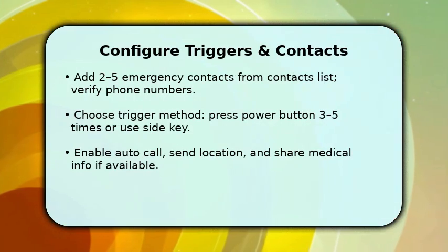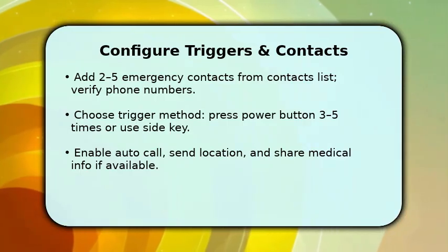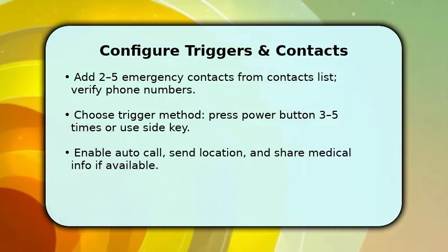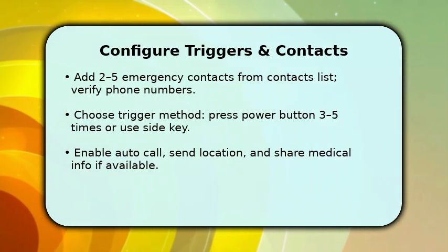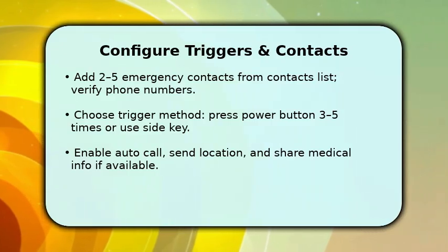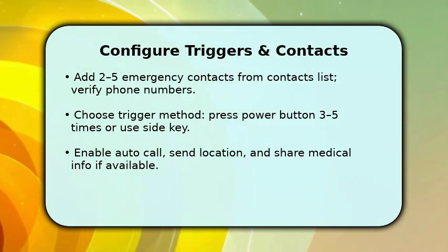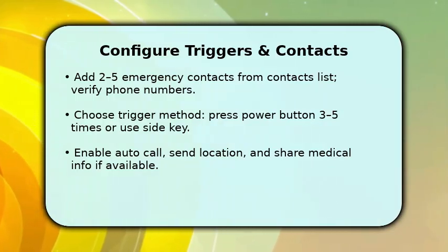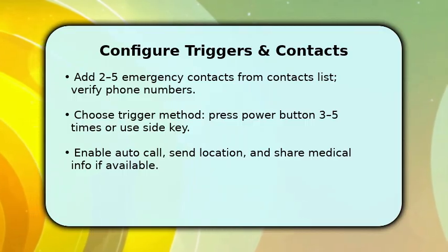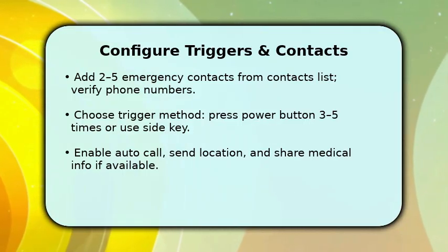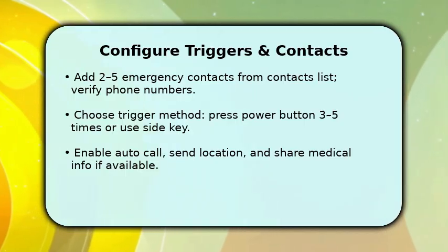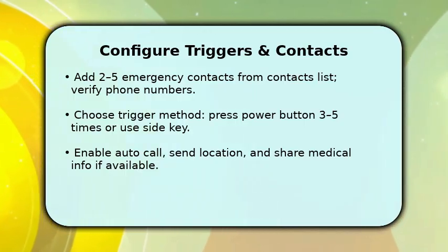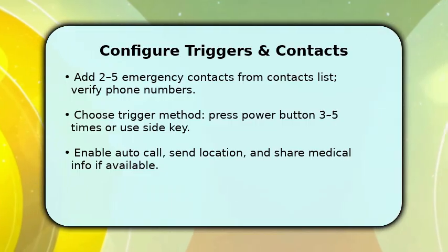Once contacts are added, configure how SOS is triggered and what it sends. Choose whether pressing the power key multiple times, holding the side key, or using the quick panel will trigger SOS. Then enable options to auto-call emergency services, send messages to your chosen contacts, and attach your current location and medical info. Make sure the selected trigger is comfortable to activate intentionally but hard to activate accidentally.